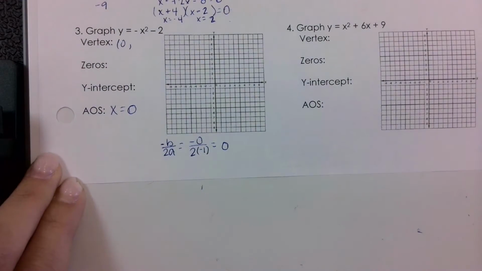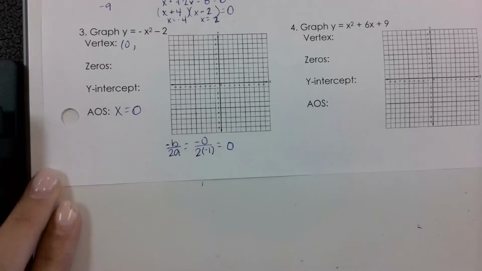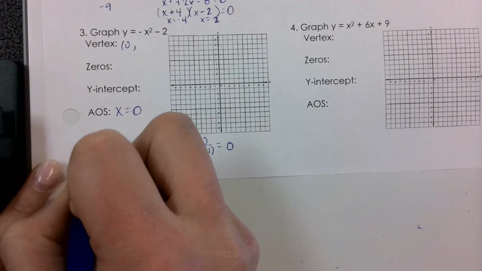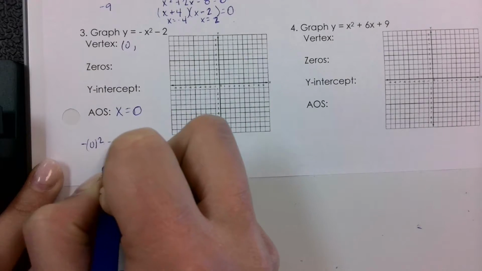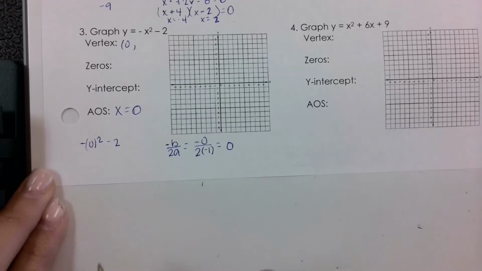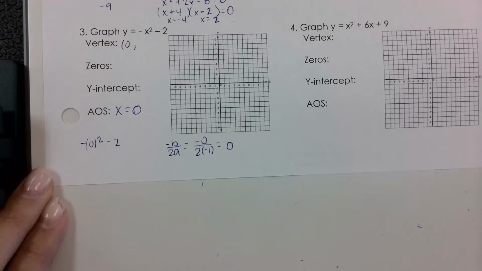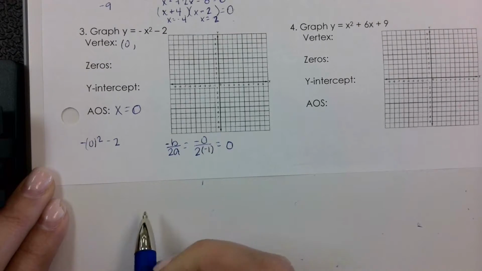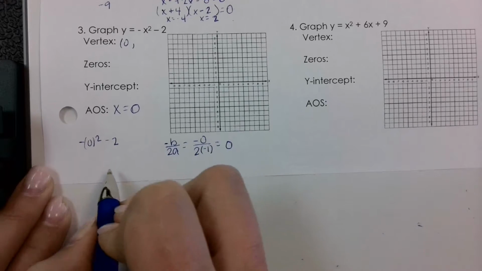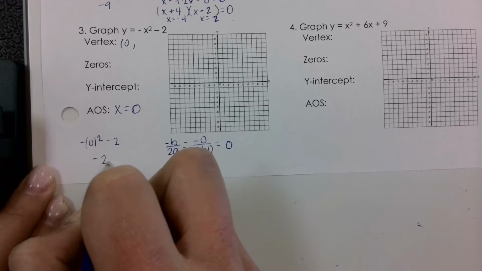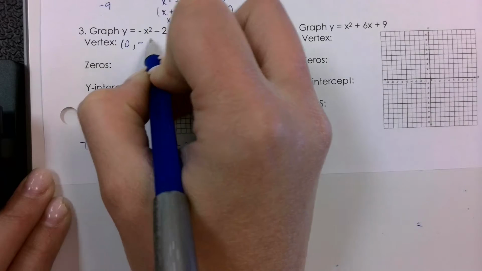How do we find the y value? Plug it back in to what they gave us. So we're going to have negative 0 squared minus 2. And what is 0 squared? If you make that negative, does it really do anything? No, so it's just 0 minus 2, which gives you what? Negative 2. So our vertex is at 0, negative 2.